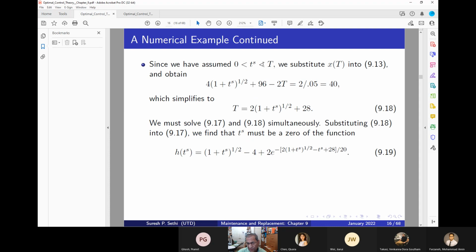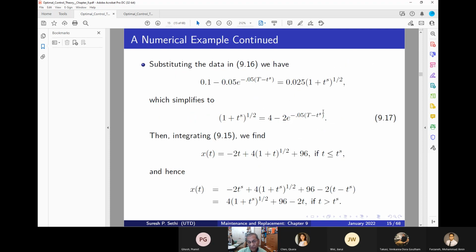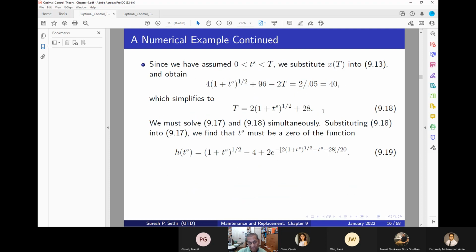Since we assume this, we substitute x(t) into 9.13, which is the equation that we obtained when Ts is less than T star. I'm now using this condition. This is our transversality condition for T star to be optimal. You cannot not use it. So we substitute x(t), and we obtain this from that equation, which can simplify to T equal to this.